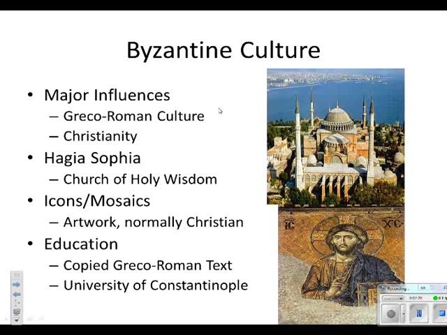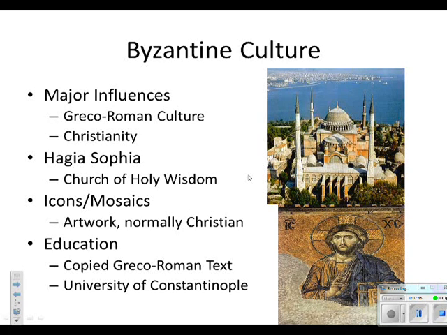Some examples of this can be seen in buildings such as the Hagia Sophia. Notice, this was a church of holy wisdom. That means it was for Christianity. But if we look at it, we can also see some Greek and Roman architectural features. Here's an arch. There's a dome on the top. There are some columns. These are all Greek and Roman influences. Notice as well, this is a modern day picture. This building still stands today.